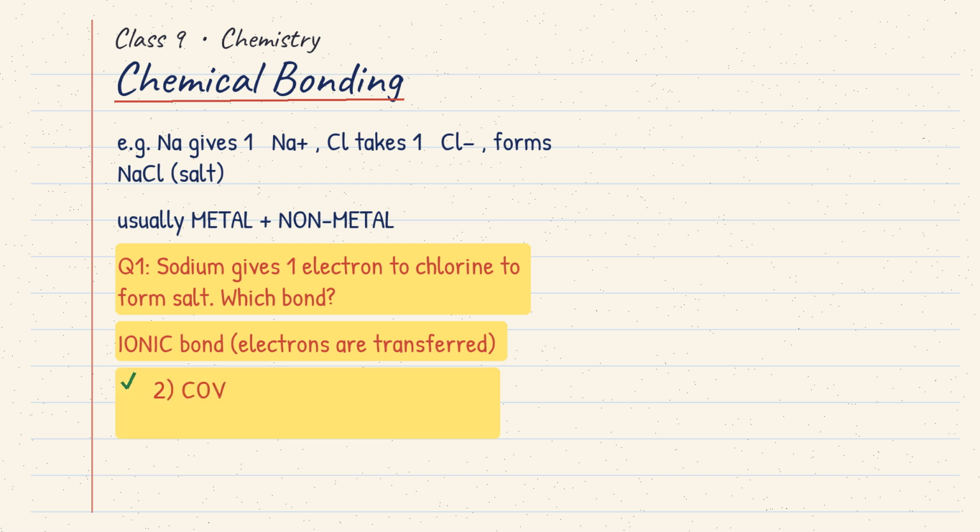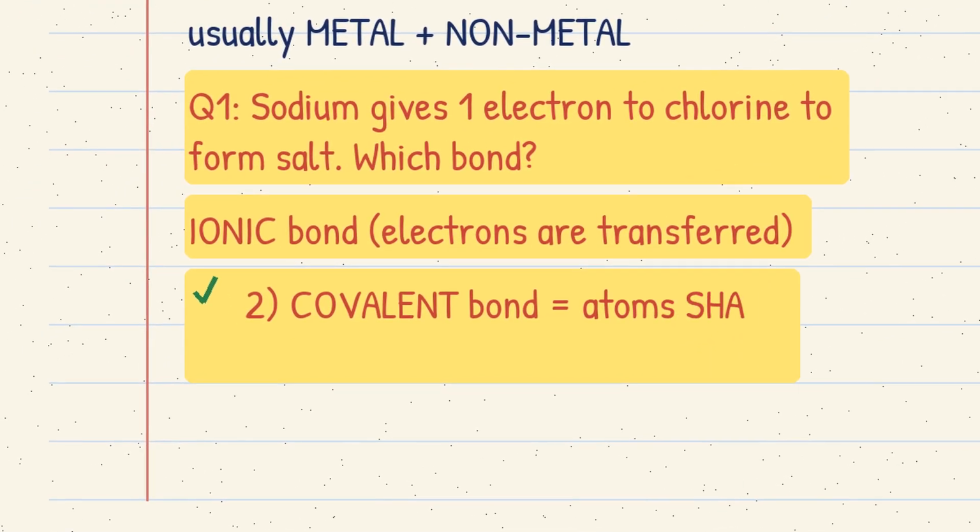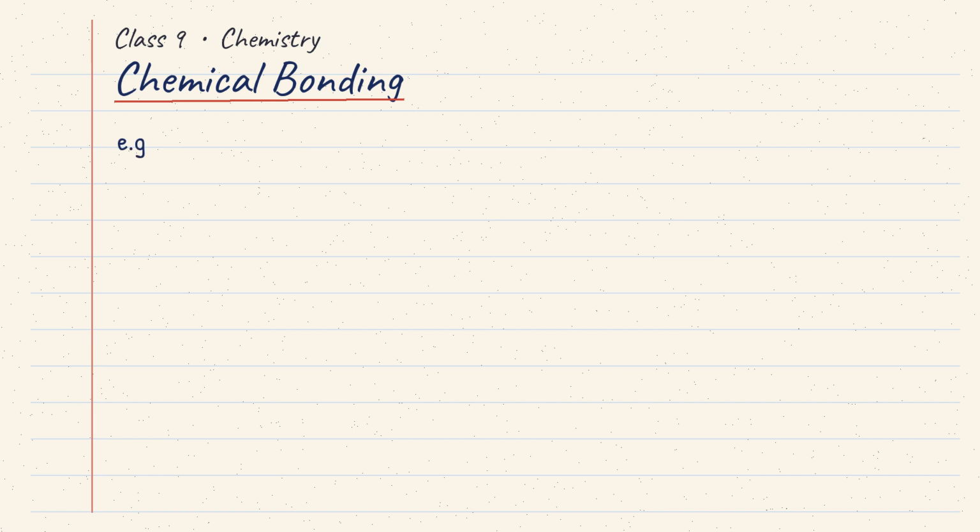Second, the covalent bond. Here no atom gives fully. Instead, the atoms share electrons between them, and both feel their shells are full. Hydrogen H2, oxygen O2, water H2O, and methane CH4 all have covalent bonds. Covalent bonds usually form between two nonmetals.